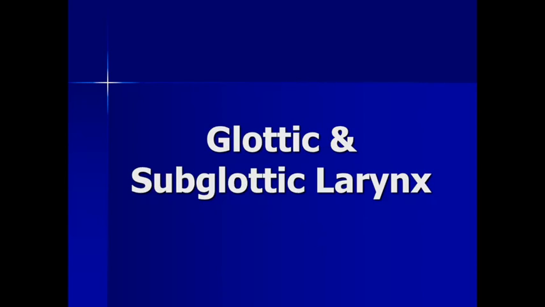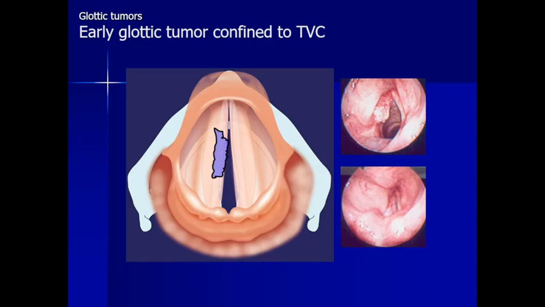So now I want to talk a little bit about the glottic and the subglottic larynx. Tumors, when they start on the glottic larynx, usually start on the true vocal fold, and they present early clinically because patients have a change in voice. Once you see these tumors on the true vocal fold, they grow horizontally early on, generally anteriorly, but can go posteriorly as well.